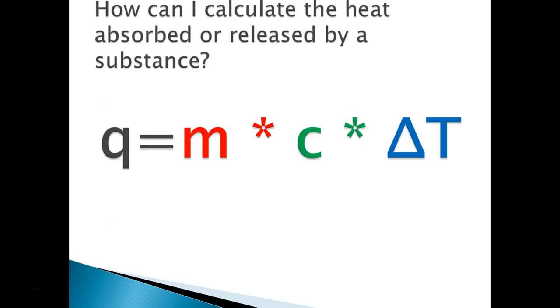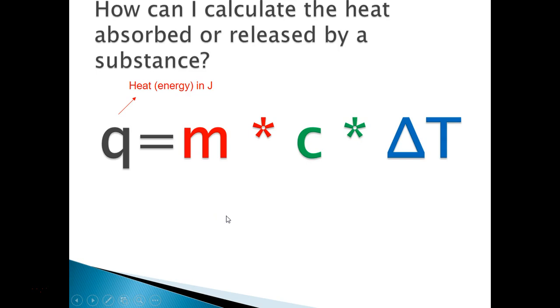Okay, so we can actually calculate the heat absorbed or released by a substance using this formula. Q equals mc delta T. Now, a lot of kids will remember this by using the term Q equals mcat. That little triangle there is kind of like an A, so Q equals mcat. So what do all these terms mean?